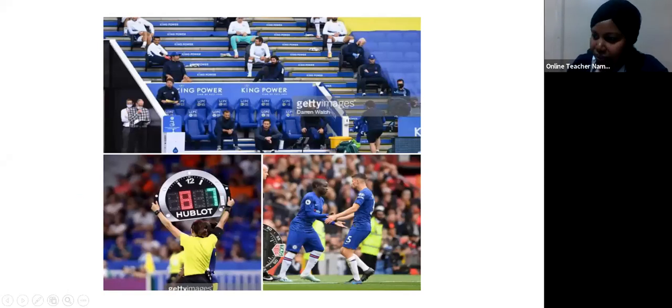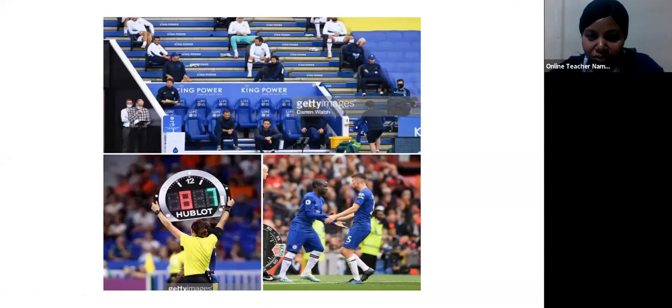Look at that picture. Who can tell me what those people on the bench are called? These people are known as substitutes. And this is known as a substitution board. To substitute simply means to replace. If you look at this picture, one has to go in and another one has to do what? Come out. So when you're looking at substitution in soccer, even in mathematics, we have what we call substitution.